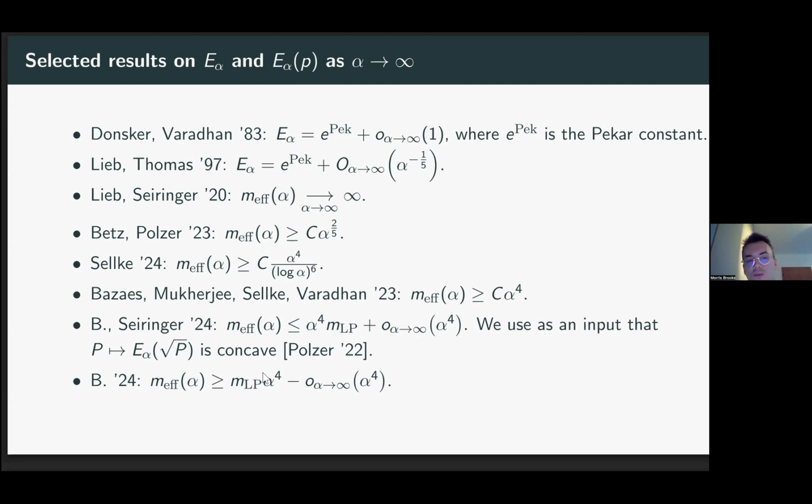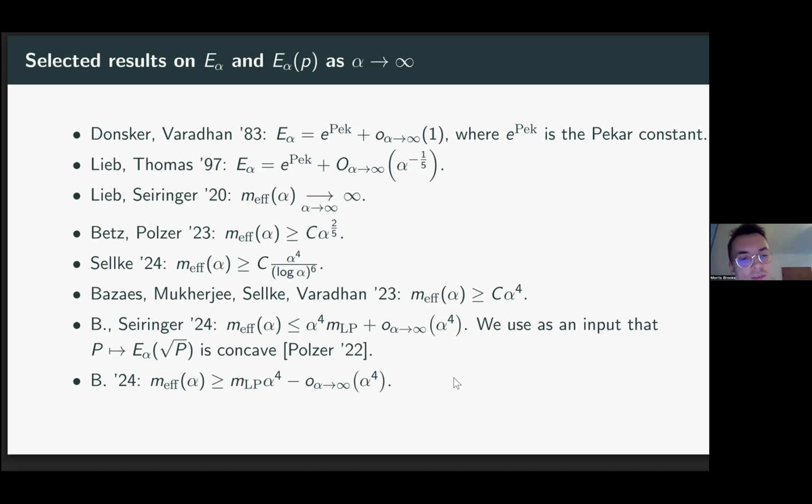And so this was the contribution of my most recent work on the Fröhlich polaron, where I was able to show that the effective mass is bounded from below by something that diverges with alpha to the power 4 with exactly the constant predicted in the Landau-Pekar-Spohn conjecture, minus something that is small compared to alpha to the power 4.